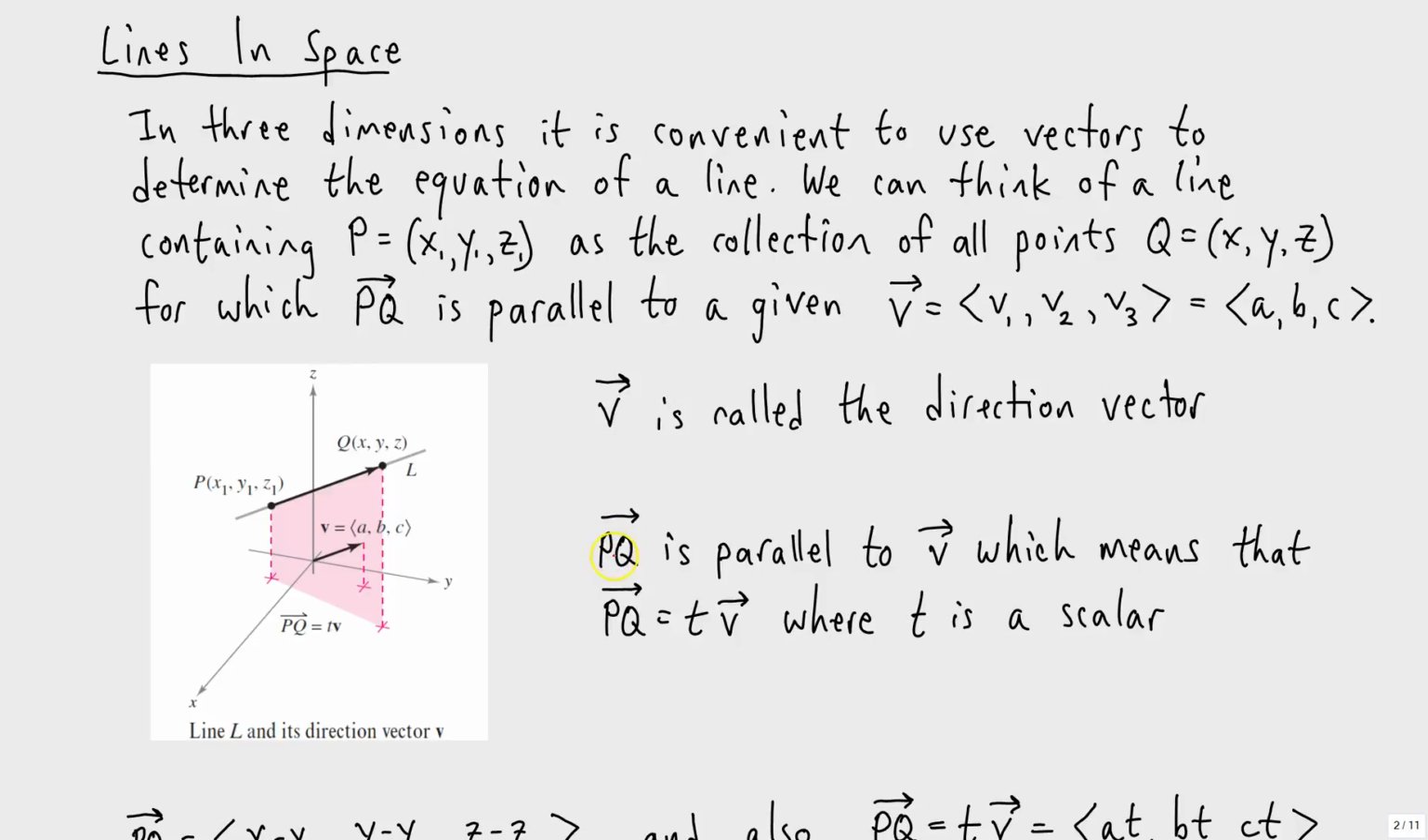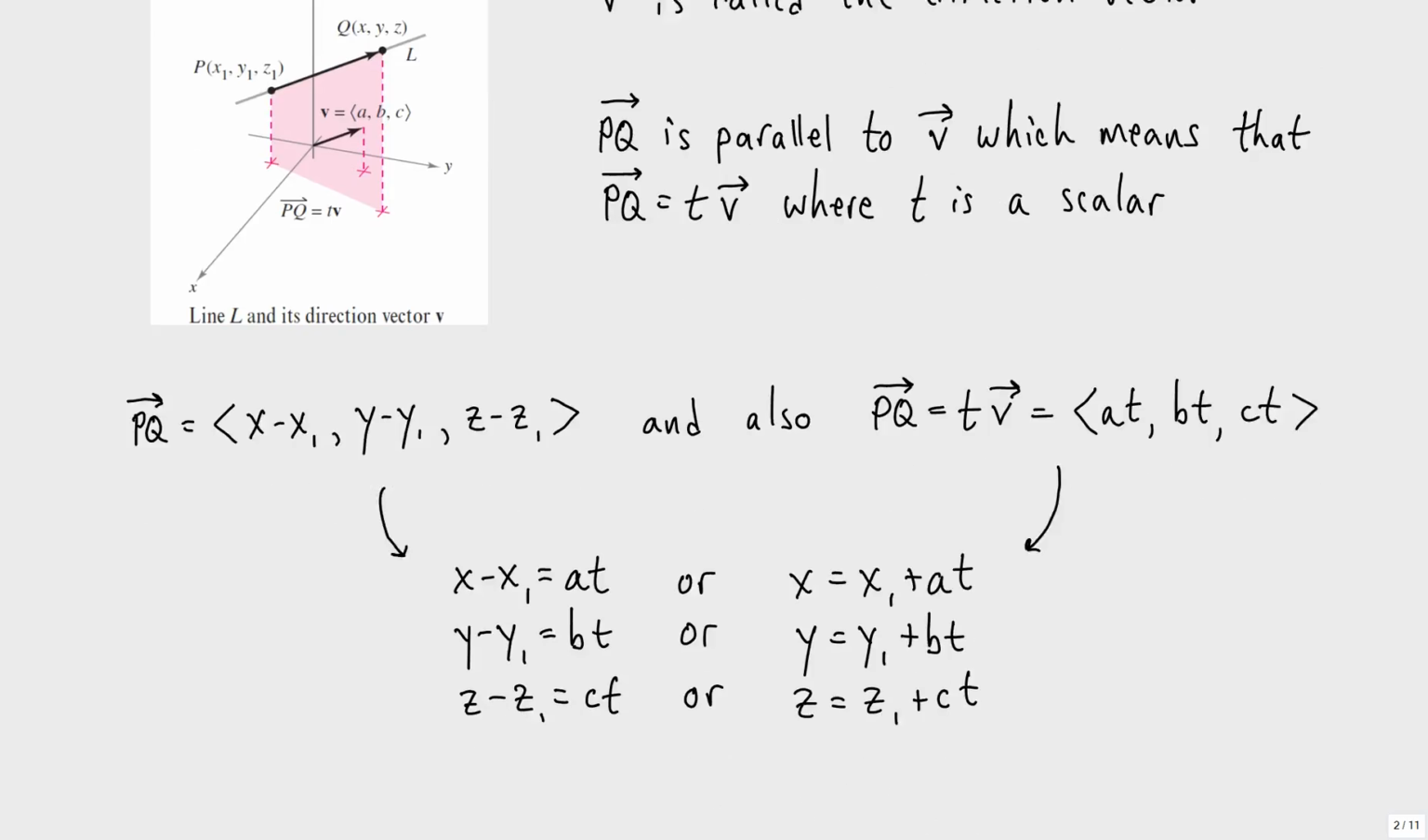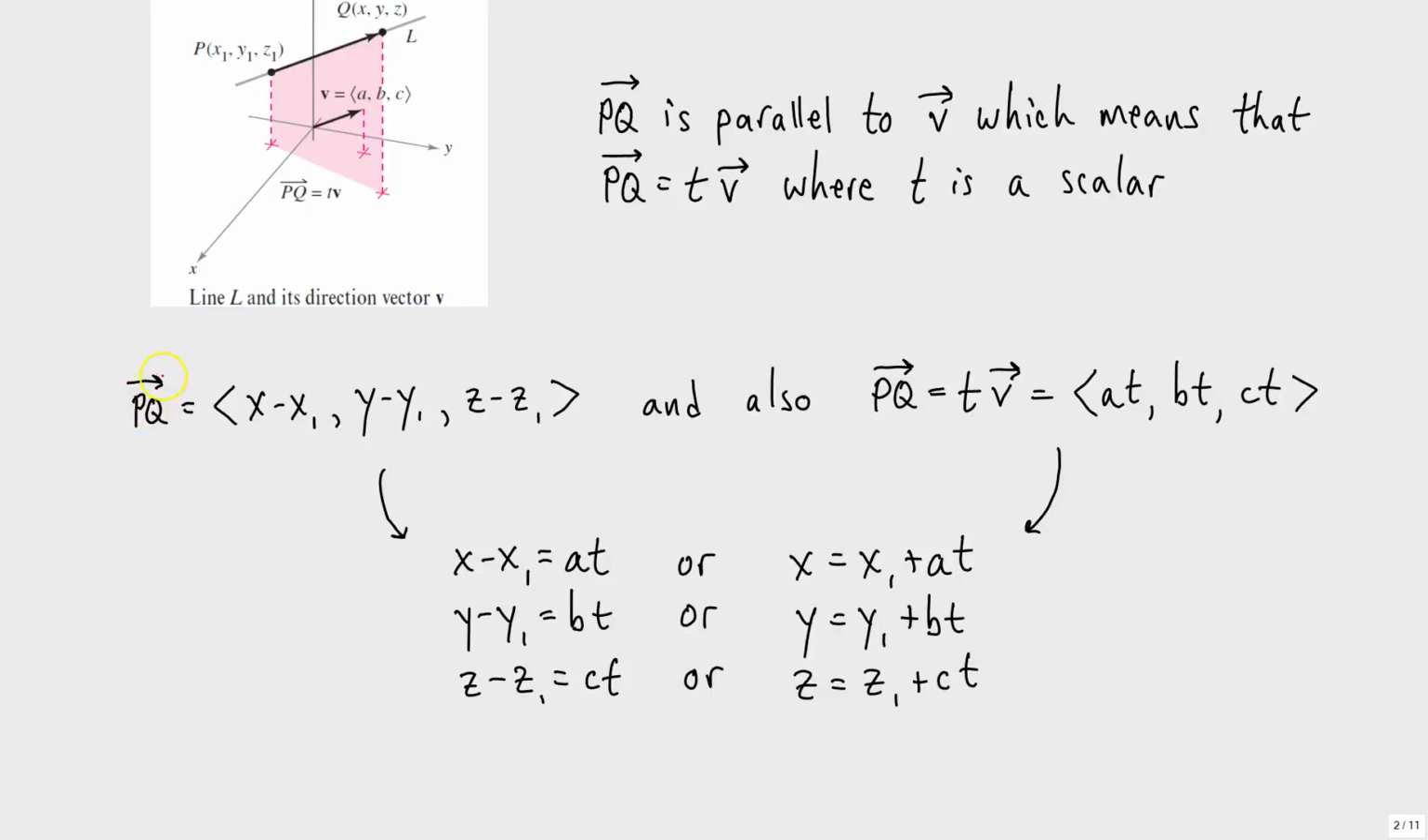Since our directed line segment PQ will be parallel to the vector, that means our directed line segment is equal to a scalar times that vector, because that's the definition of parallel vectors, or parallel directed line segments. So with that in mind, let's write our directed line segment in standard position. To move it to standard position, we'll take our two points, x1, y1, z1, and x, y, z. We'll subtract them to move it to standard position. So we get x minus x1, y minus y1, and z minus z1 as the components. Here's component 1, component 2, component 3.